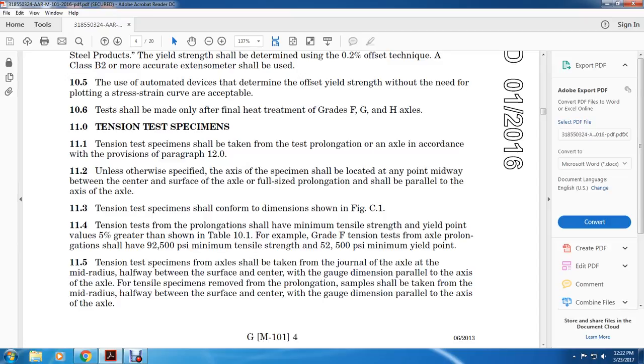Our tension test specimens for the axle shall be taken with the journal of the axle and the minimum radius halfway between the surface and the center of the gauge dimension parallel to the axis of the axle. For tension specimens removed, the propagation sample must be taken with the minimum radius halfway between the surface and the center of the gauge dimension parallel to the axis of the axle.